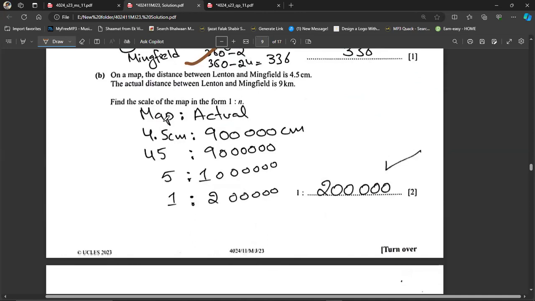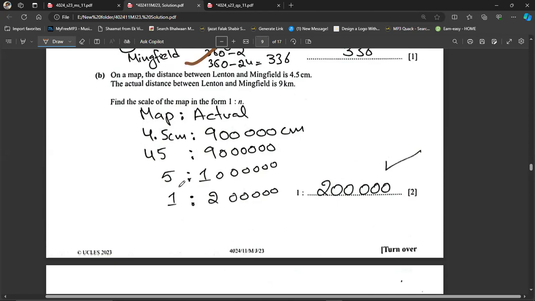So when you put map ratio actual, the units must be the same. On the map, something is 4.5 centimeters. In actual, it is 9 kilometers, but the units must be the same. In 1 kilometer, there are 100,000 centimeters, so in 9 kilometers, there are 900,000 centimeters. So multiply both sides by 10. So you will have 45 ratio, and multiplying here by 10, you will have 9,000,000.